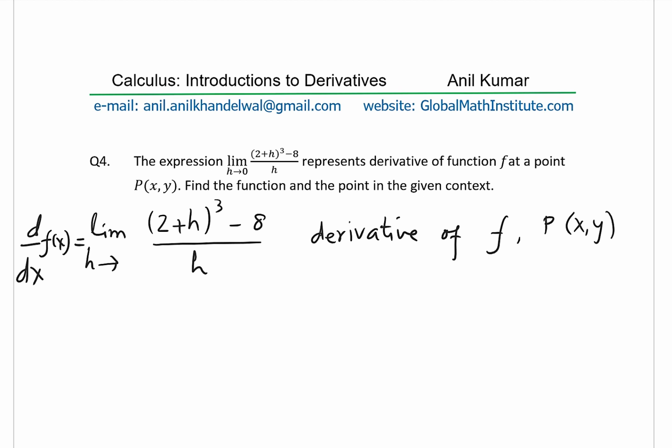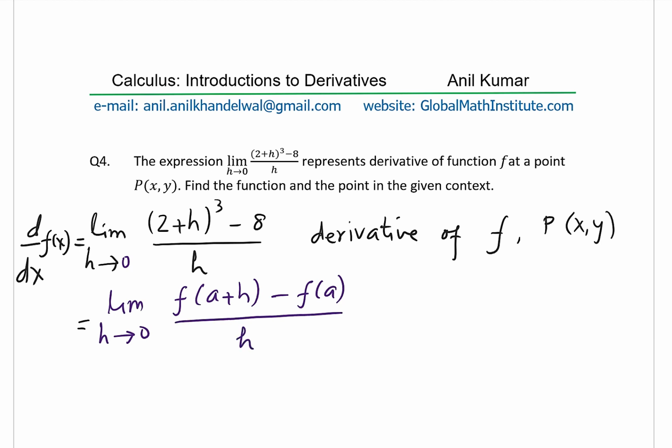So can you name the function and the point? Well, the first part, let's look into a general expression and then you can correlate. The general expression is limit h approaches 0 of f of a plus h minus f of a over h. Now that is the general expression.